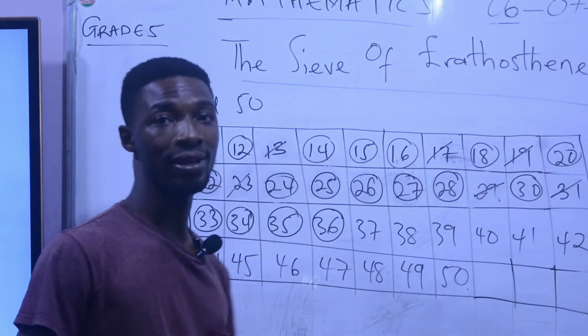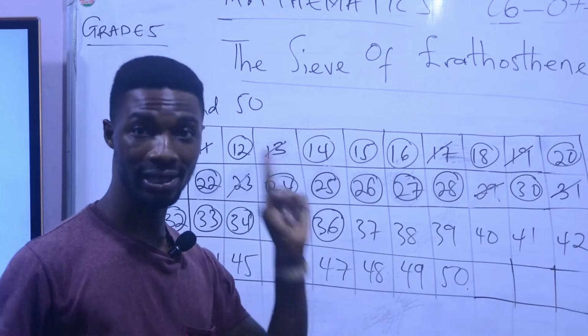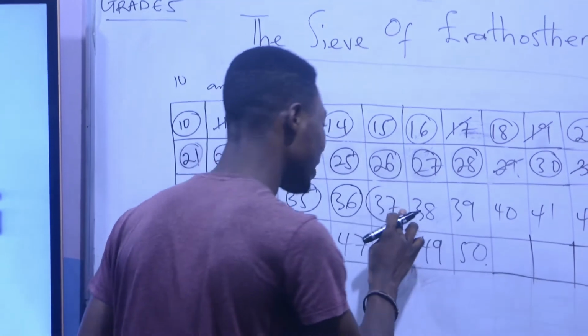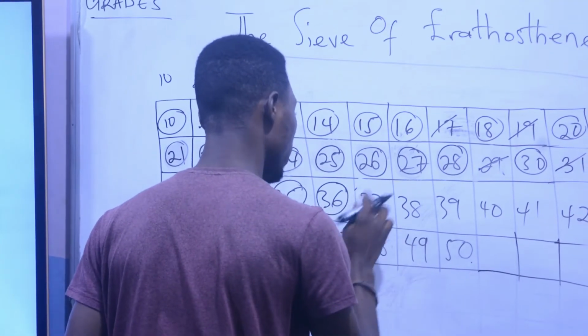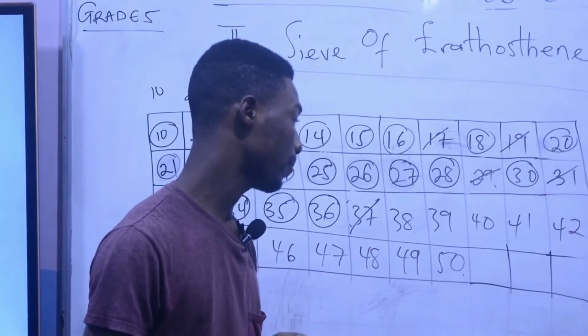What about 37? 37 has only 2 factors, 1 and 37. Therefore, 37 is a prime number. So I cancel it. Okay, we cancel prime numbers and we circle numbers that are not prime.